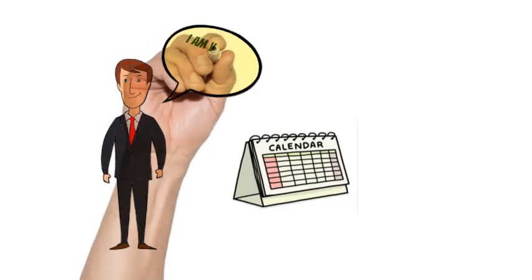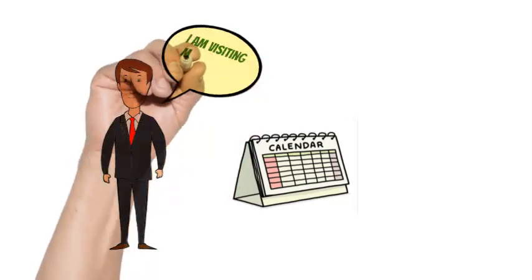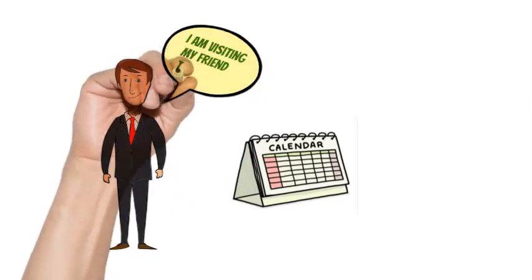The present continuous can also talk about future plans. For example, I am visiting my friend tomorrow.